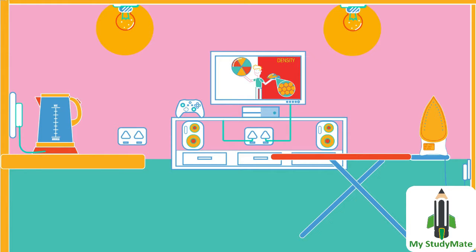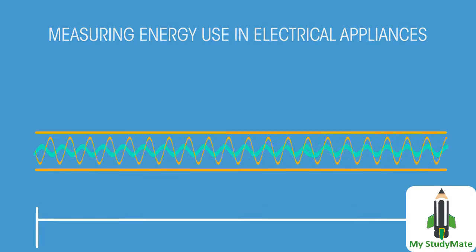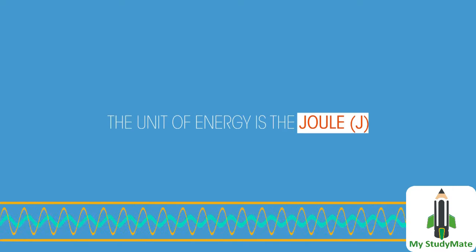Do you ever have arguments at home about leaving appliances on and wasting electricity? In this video, we are going to look at measuring energy use in electrical appliances. The unit of energy is the joule.